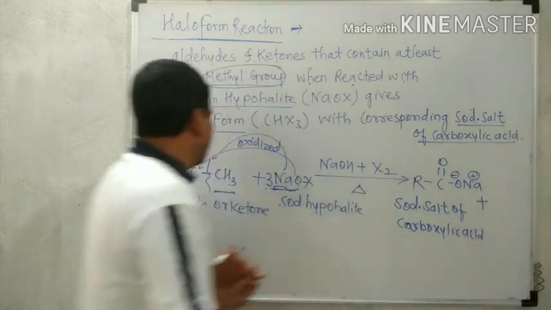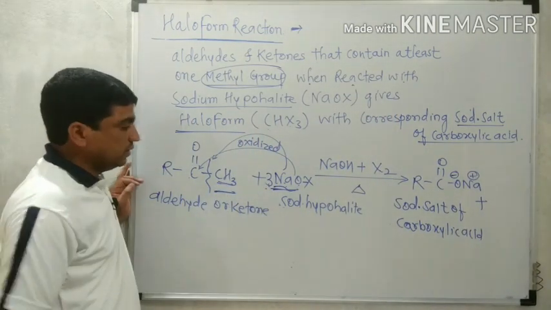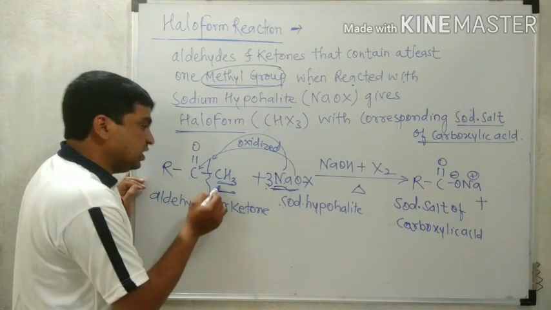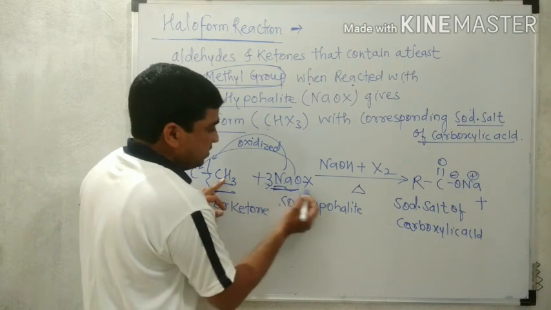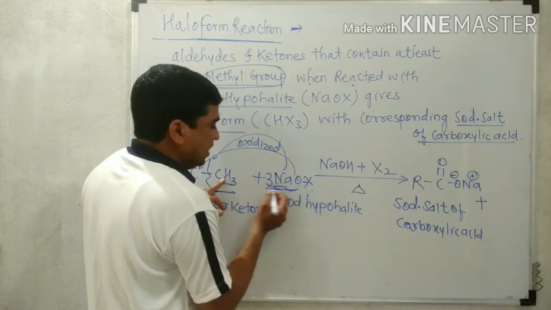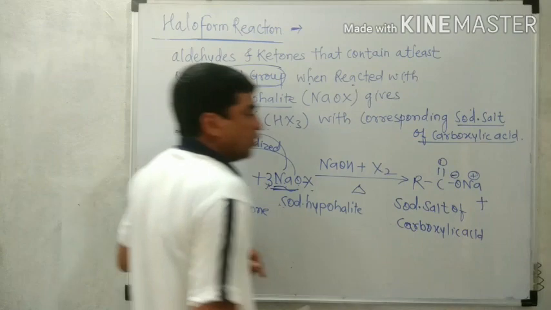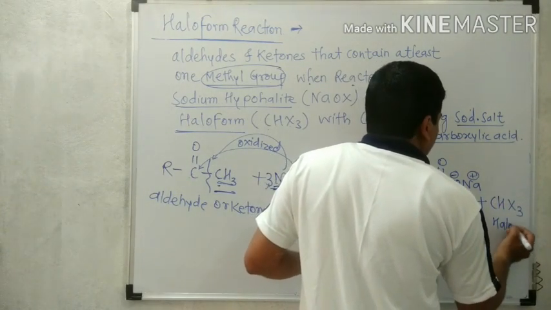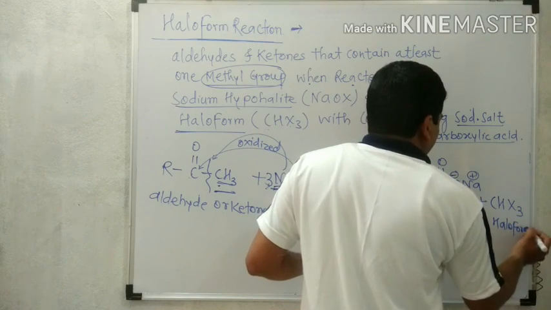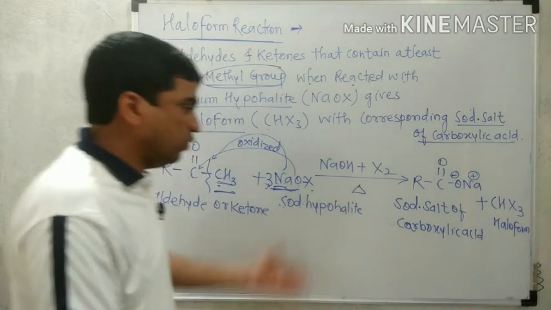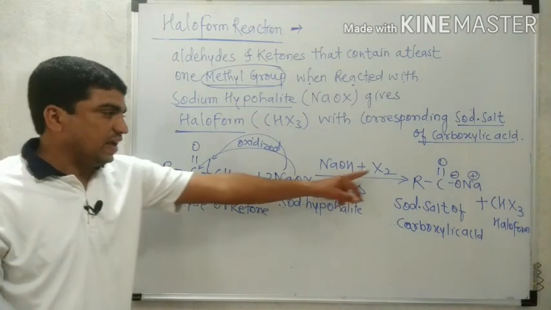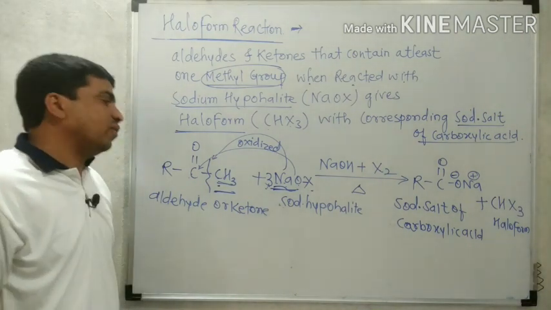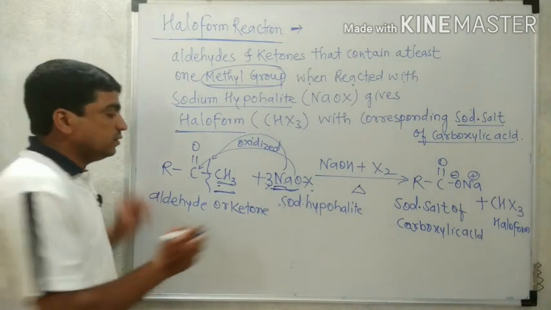Plus, what is remaining? That CH3. Out of that CH3, we take CH, with the remaining two hydrogens gone. So CH plus how many halogens remain? Three. That three halogens and that CH from CH3. Here we obtain CHX3. That is the respective haloform. It depends upon which halogen is taken. If chlorine is taken, chloroform. If it is iodine, iodoform.